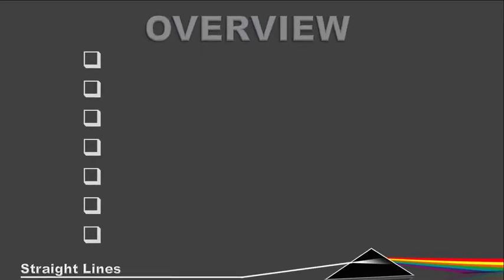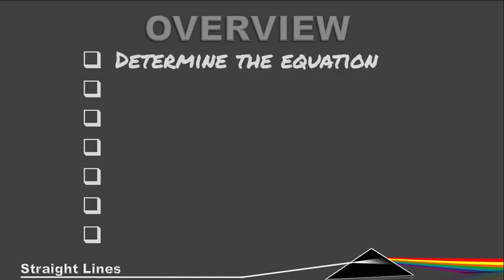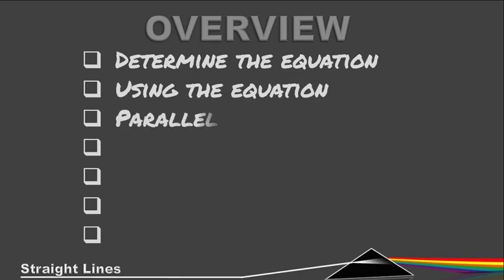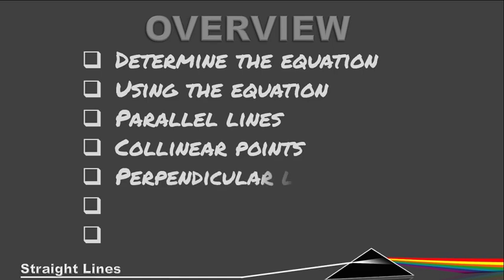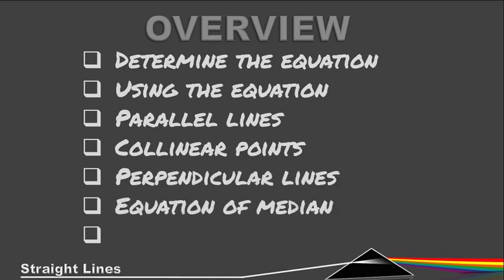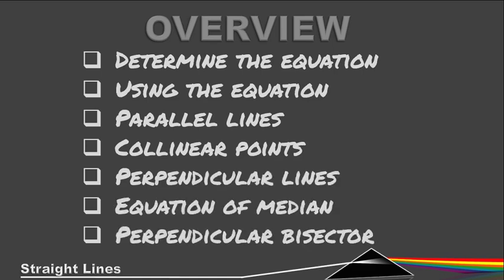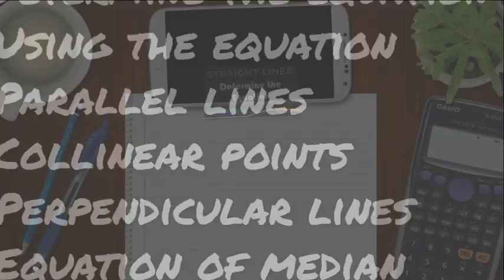Now for an overview on what we will be doing in this video, we are first going to see how to determine the equation of a straight line, then we're going to use the equation, then we look at parallel lines, then collinear points, then perpendicular lines, then the equation of the median, and then finally the perpendicular bisector.